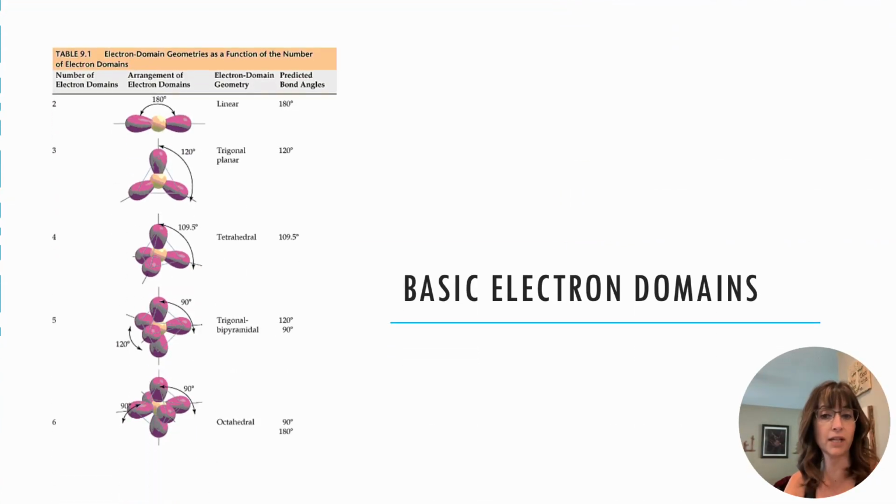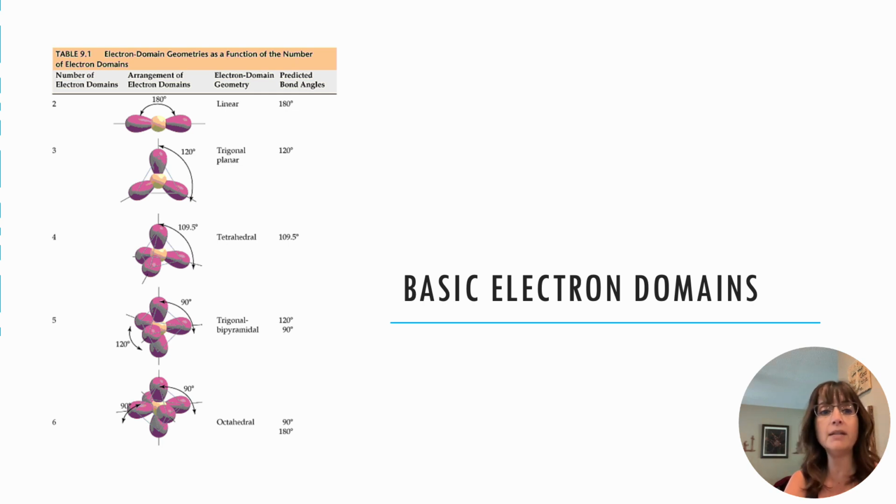Let's look at the basic electron domains. By the way, this is in your book. You can also find these resources online. The first thing you want to look at is how many electron domains there are. If there are only 2, for example CO2, you've got C in the middle, O on either end. You have 2 electron domains. 2 will always be linear. And what does that mean? There's 180 degrees from O to O.